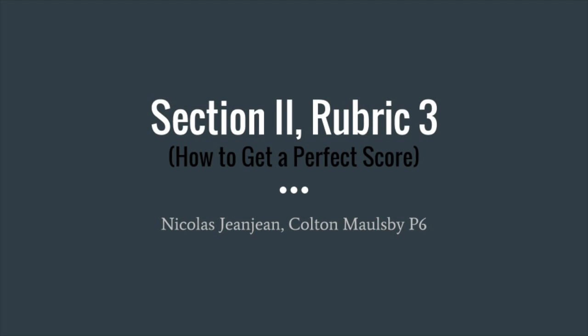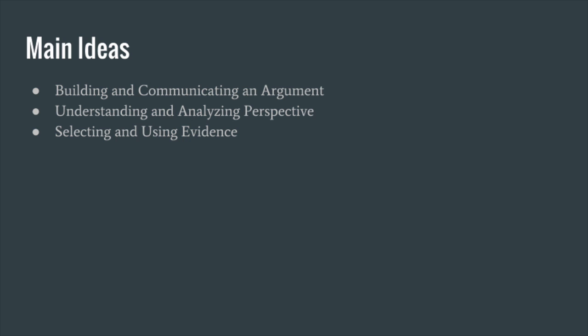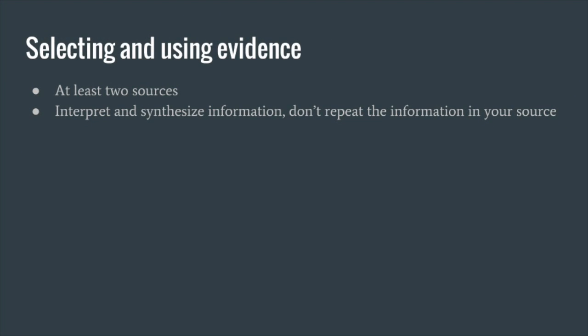Okay, today I am going to teach you about Rubric 3, which corresponds to Section 2 of the AP Seminar End of Course exam. Now, the first category is selecting and using evidence. This category is worth 6 points. This category simply states that you need at least 2 sources. You can have more than 2 sources if you want to have more than 2 sources. I don't recommend it, though.